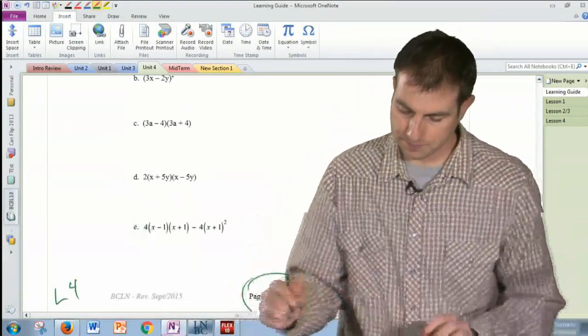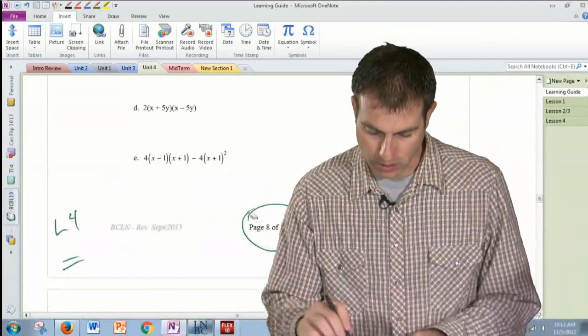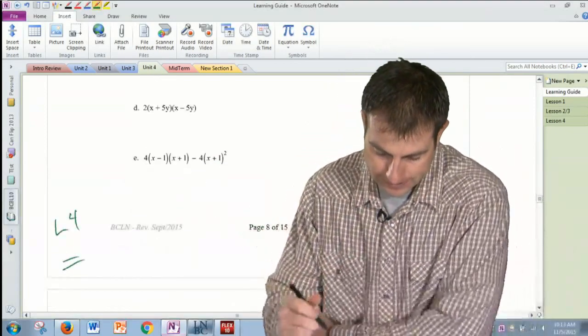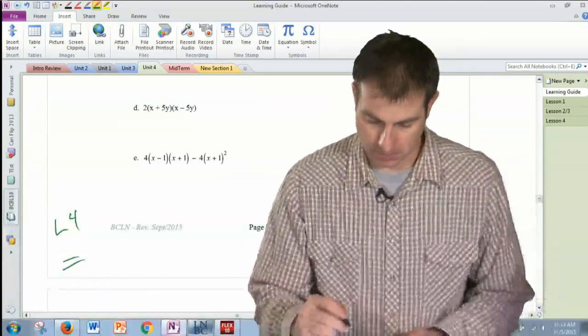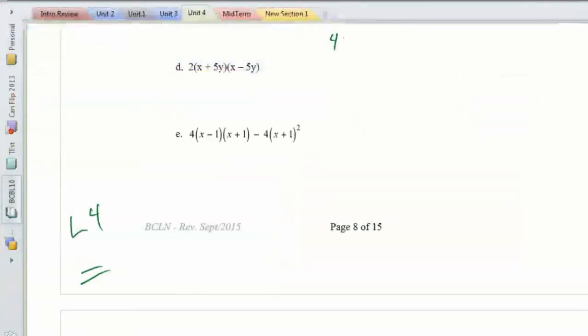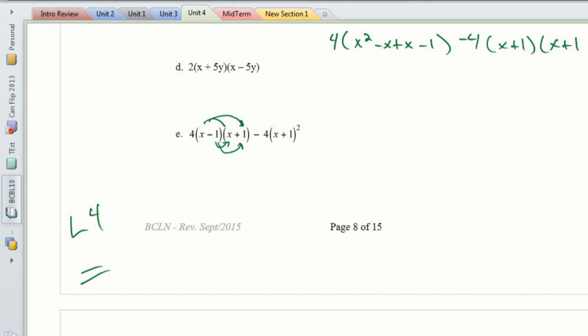This guy here. So this is an expanding question. I guess there's lots of different ways to do it. It's going to be a bit of a messy one. I'm going to leave the 4 out front, and then I'm going to expand the x. I'm going to FOIL these guys. So I'm going to get 4x squared minus x plus x minus 1. And then I have negative 4, x plus 1, x plus 1.